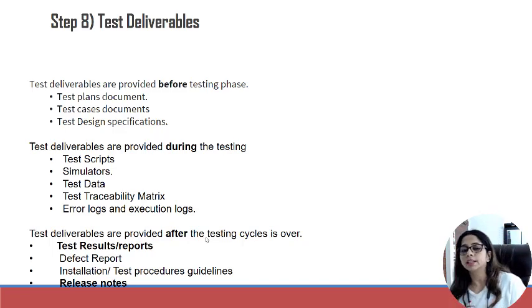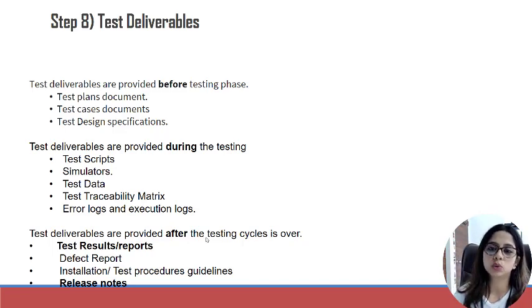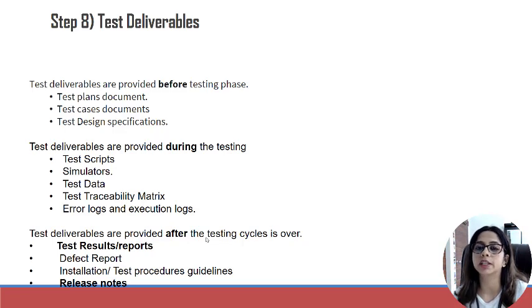And second is the test deliverables that you are going to provide while doing the testing. So while you are actually testing, you will be providing the test scripts, you'll be providing the simulator details where you're going to do the testing, test data, exact data with which you're actually executing the test cases, RTM, the requirement traceability matrix that you can provide during the testing phase. Also the logs of the errors, what is the current status of the error, and the execution log. Suppose you are executing the automation cases, then you can submit those logs and show that these cases are failing, these cases are passing. So all these are the deliverables which you will be providing during the testing.